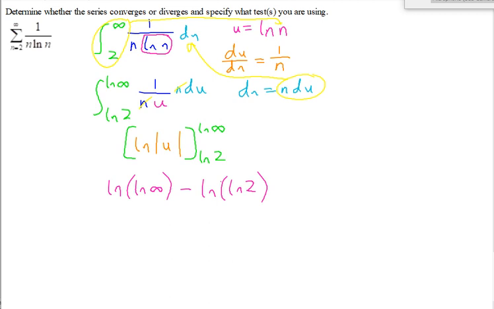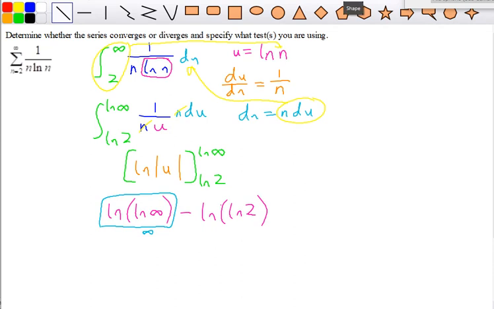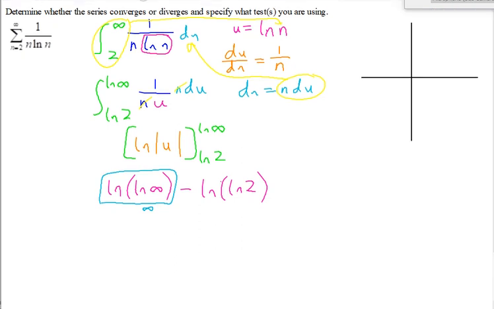Well, natural log of natural log of 2, that's just some specific number. However, this one, natural log of infinity is infinite, and then you have another natural log of infinity. So this is actually infinite there. If you think about the graph of natural log, you can see why. It does grow fairly slowly due to the shape of its graph here, the basic natural log graph.